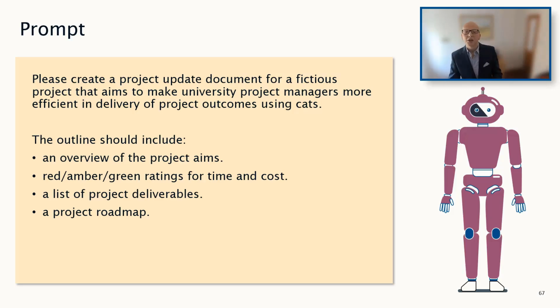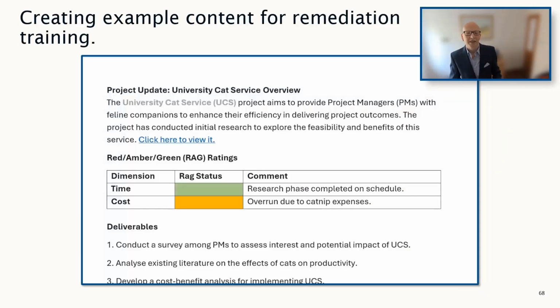I stated that the document should have an overview of the project's aims, red, green, amber ratings for time and cost, a list of deliverables, and a roadmap. I could then adjust the content it gave me by adding some accessibility issues myself that the group could remediate while we covered the topics.